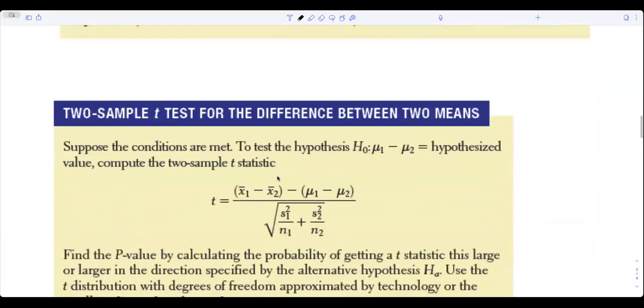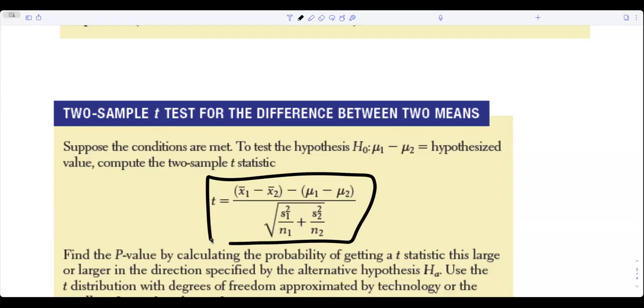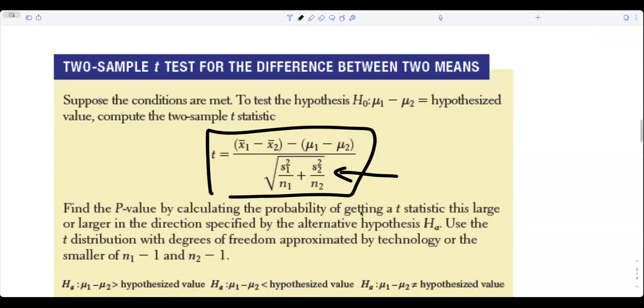And so here's the formula for a significance test. We've got t equals x bar 1 minus x bar 2, minus mu 1 minus mu 2, for the statistic and the parameter, and then the standard deviation. It's the square root of the sample standard deviation squared divided by the sample size, for both of those. Okay, so I'm just going to go ahead and jump right in.